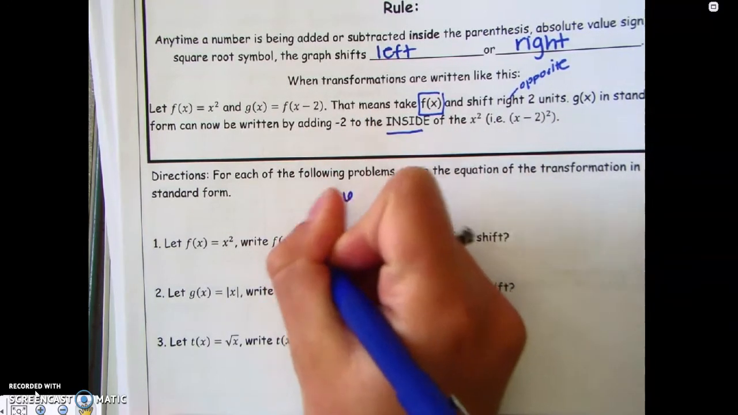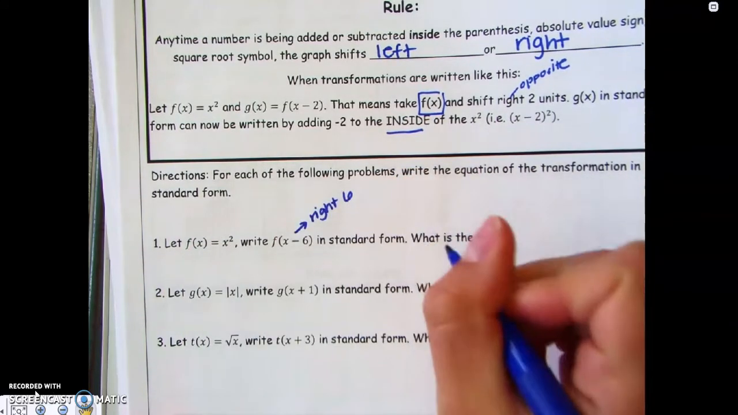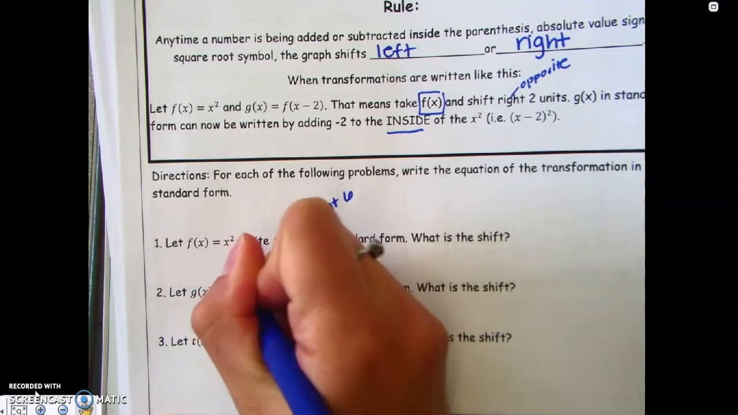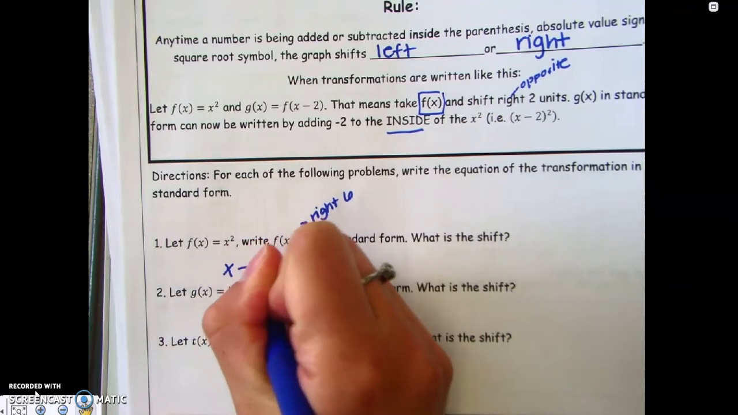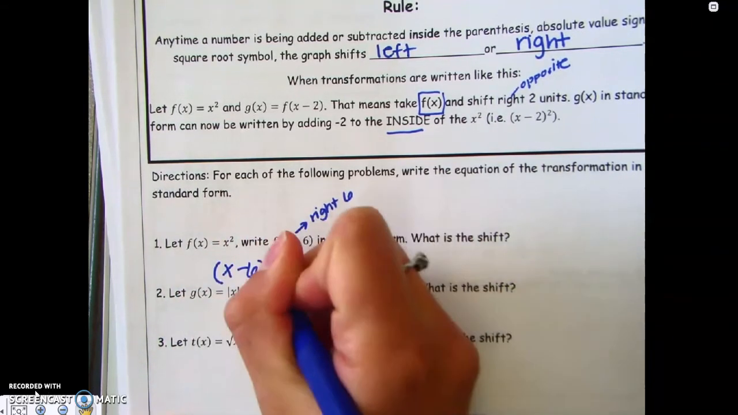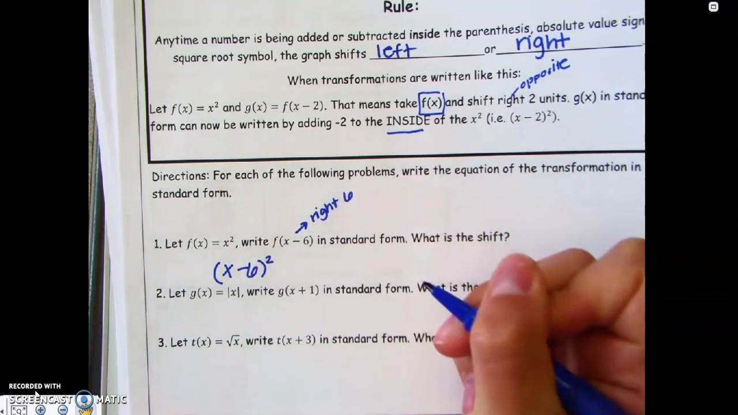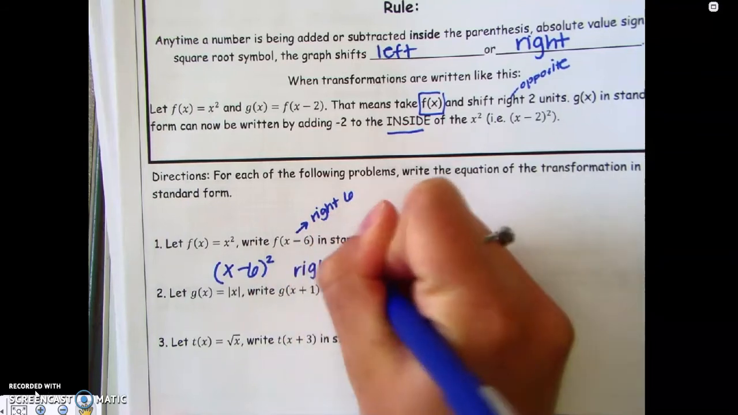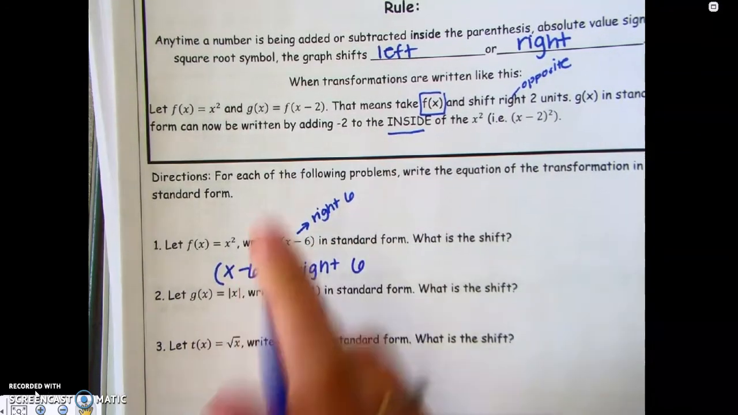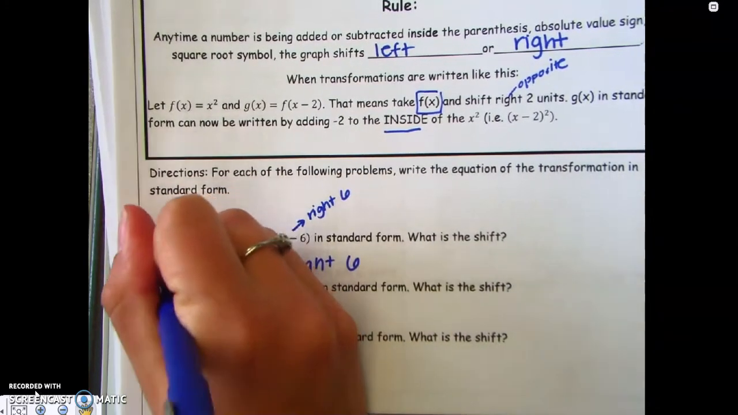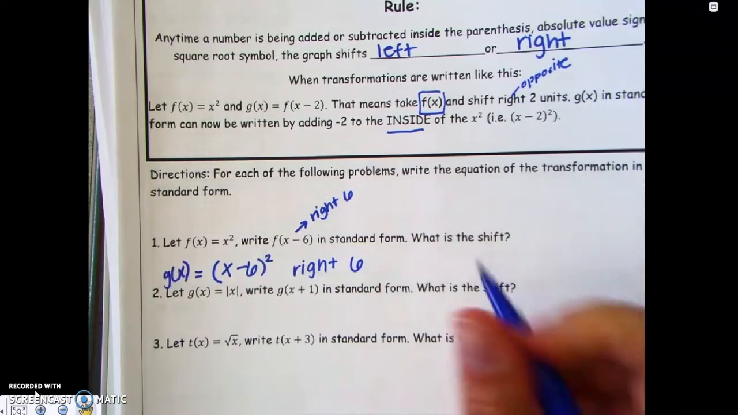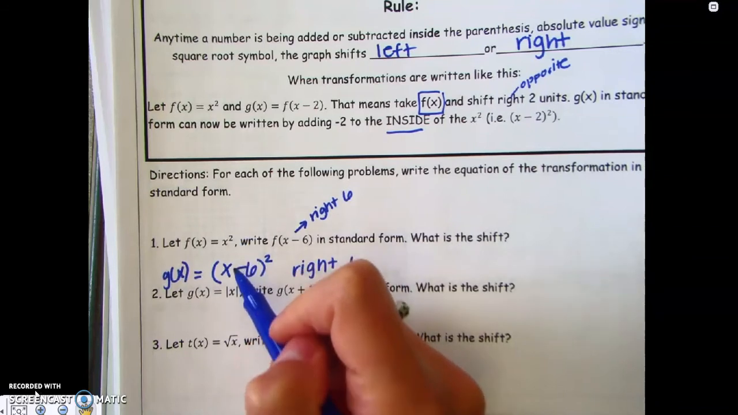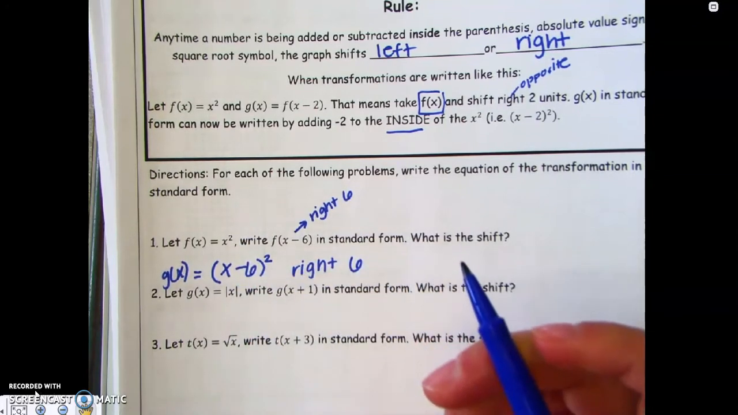So when I look at my original equation, I'm going to just take that and put the negative 6 with the x and square it. And the shift is right 6. And you can double check that if you plug this in your graphing calculator, you could call it g of x or you could call it y, that this shifts to the right 6.